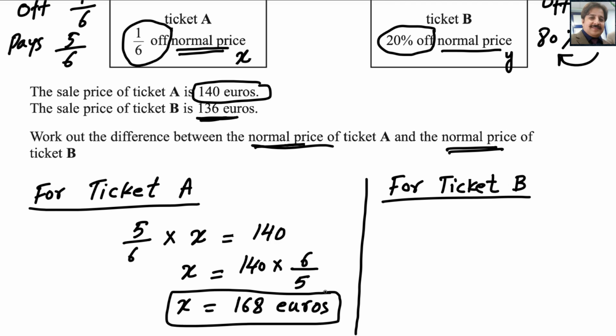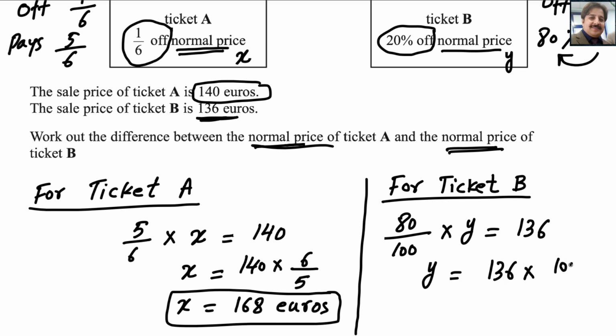Now for ticket B, again similarly, we will get the normal price for ticket B. He pays 80% of Y. So you can write 80% of Y. 80% means 80 over 100 of Y, and this is equal to 136. From here, you will get the value for Y. 136 multiply 100 divide by 80. We get the answer 170. So it is 170.